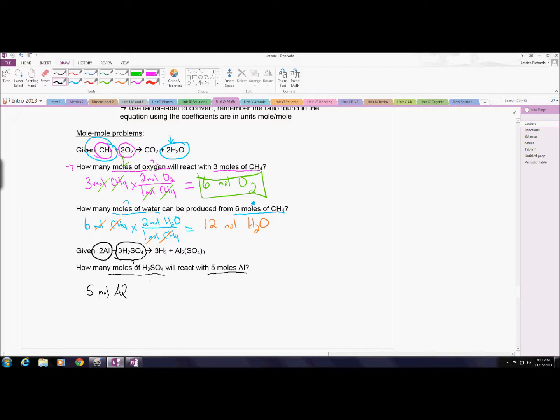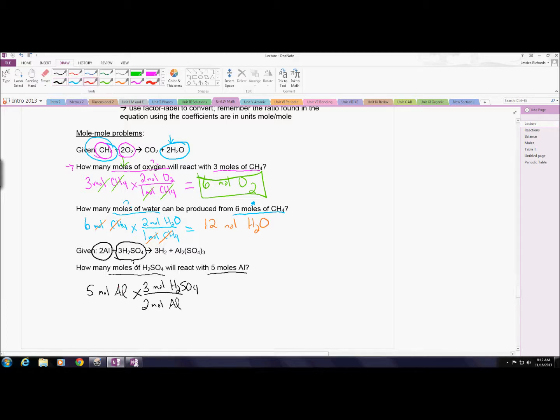Okay, next step is to check, are we starting with moles? Yes, we have moles. Having moles means we can use the equation. Then we use the equation to switch from aluminum to H2SO4. So 2 moles of aluminum. I want to cancel aluminum, so I put 2 moles of aluminum on the bottom. 3 moles of H2SO4. I want to keep H2SO4, so I put 3 moles of H2SO4 on the top. And now I do my canceling.